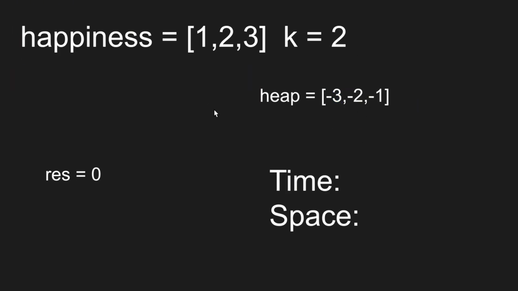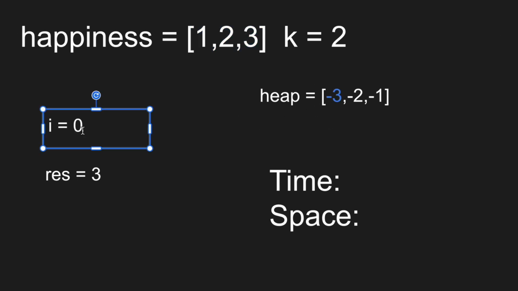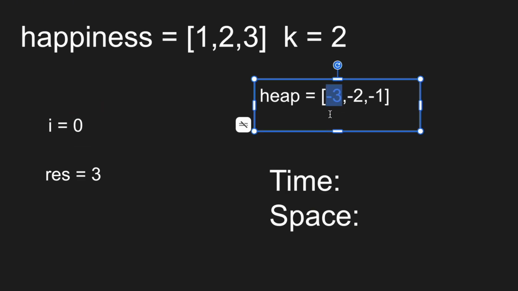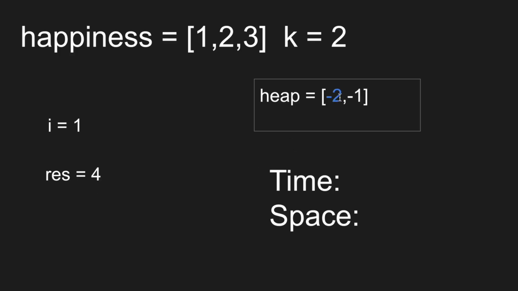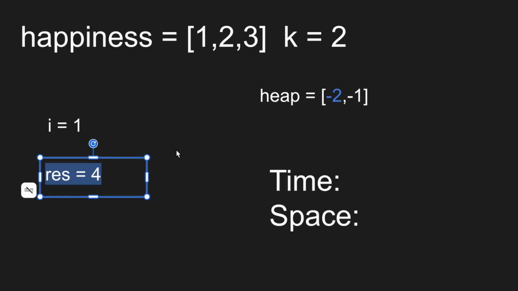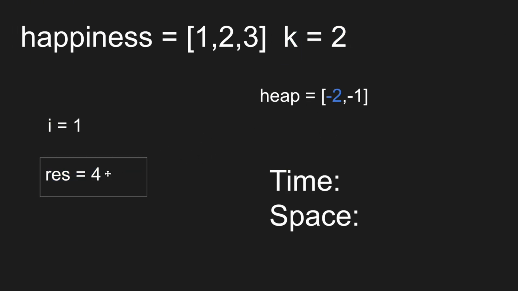So let's go over this example real quick. So first, we turn this happiness array into a heap. And now we are at iteration 0. So 3 minus 0 is 3. And by the way, we're going to convert everything to positive when we are iterating. So 3 minus 0 is 3. We add 3 to result, pop it and move to the next one. 2 minus 1 is 1 and add that to result. So now the result is 4. And now that we have iterated k times, we can return 4 as our result.